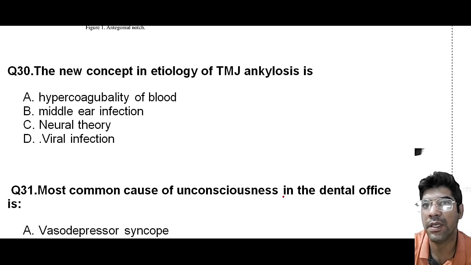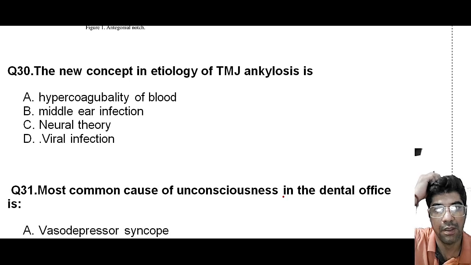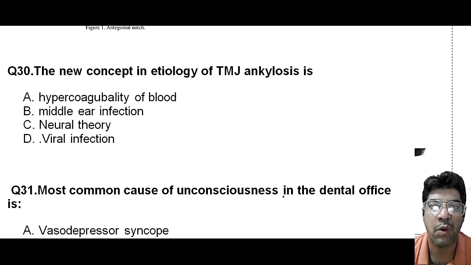Moving to the next question, the new concept in the etiology of TMJ ankylosis is the hypercoagulability of the blood. Hypercoagulability of the blood means the blood has an increased tendency to clot.